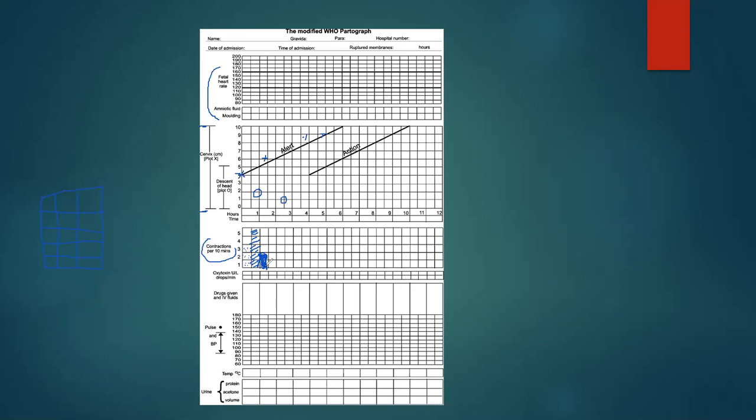Please, any question regarding contraction? If you don't understand, just let me know right now. Or at this point, any question since we started to this level? Because I will ask you to plot. I will give an assignment to plot the partograph, doctors. It's better if you just know it.